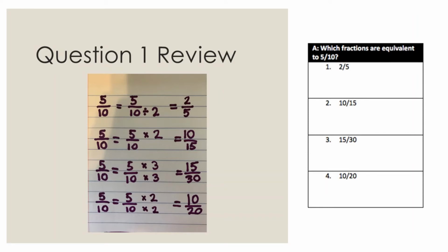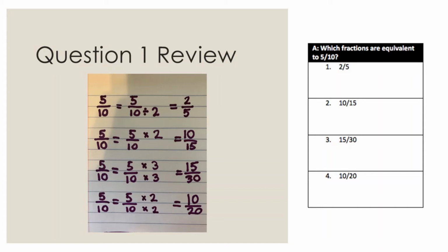For question 1, I have written equations to try and create the equivalent fraction from 5/10 to the given options. The first one you can see with 5/10, I can divide 10 in the denominator by 2 to get 5 in 2/5. However, I can't divide the top or the numerator to get the 2 in 2/5, so that is not equivalent. For the second one, it has the opposite problem.